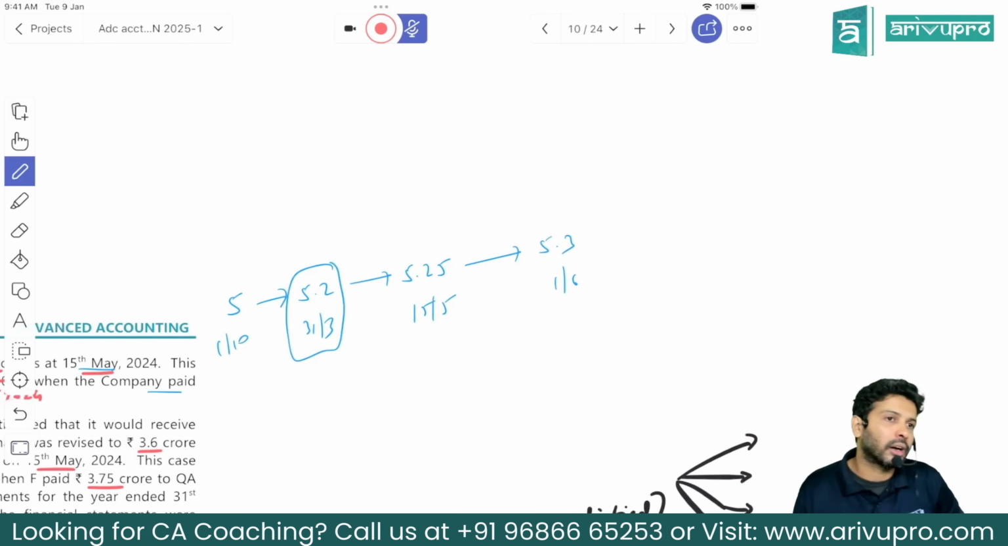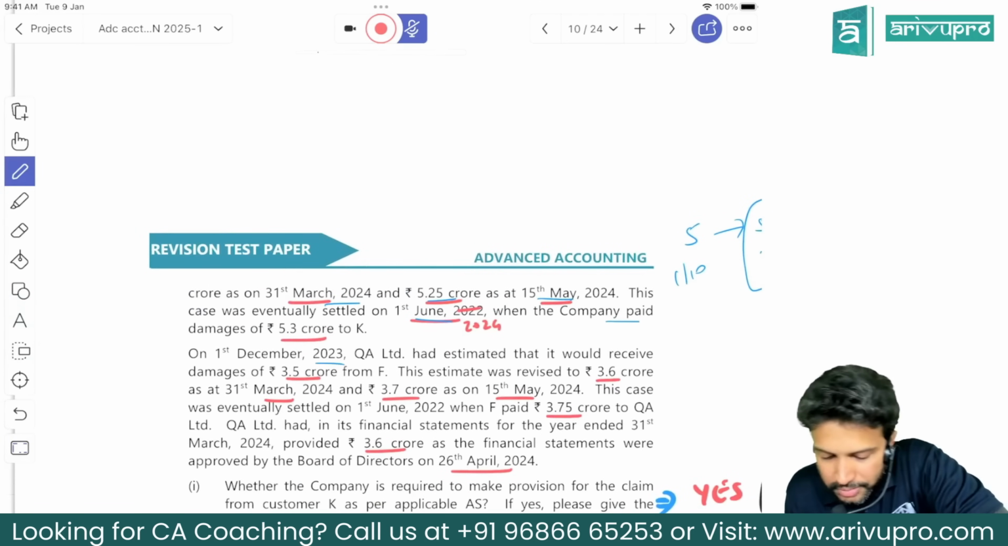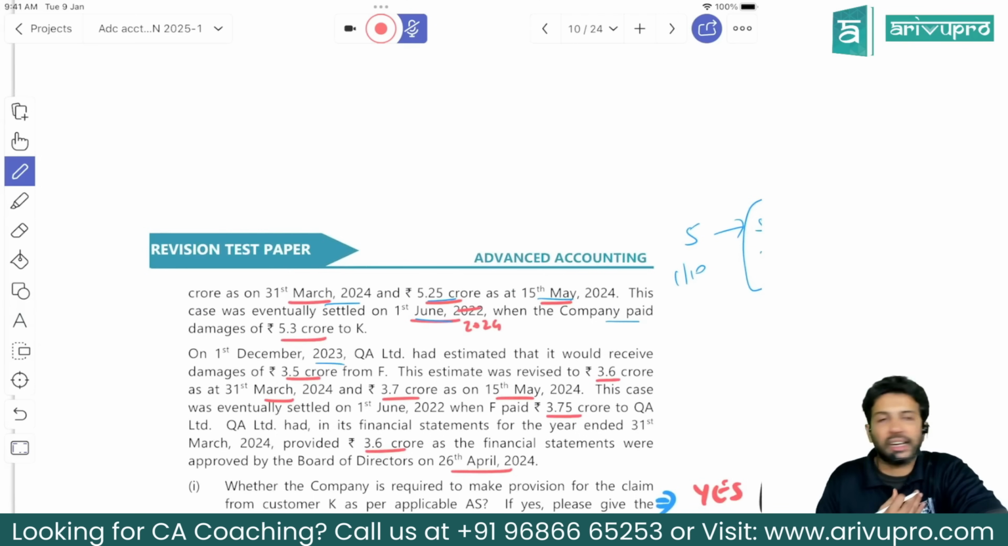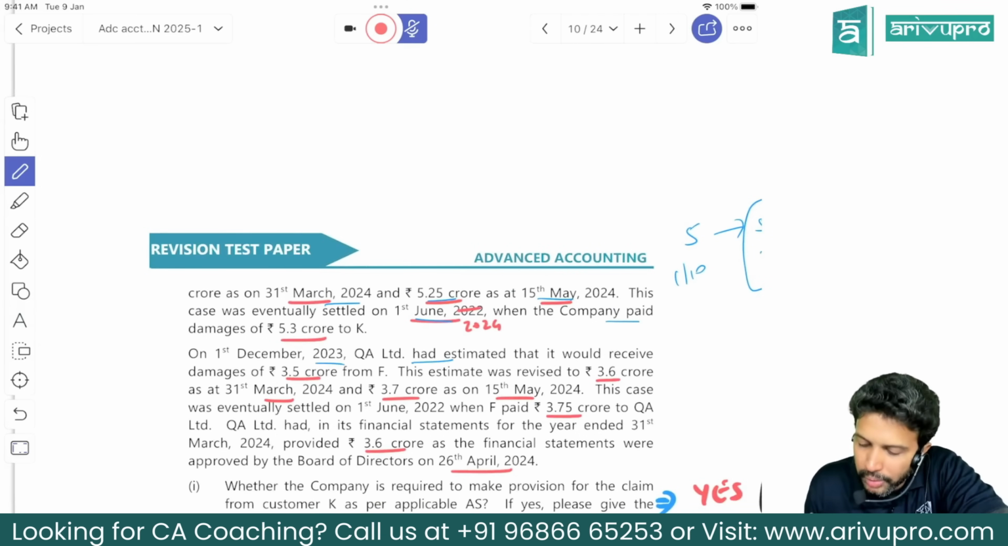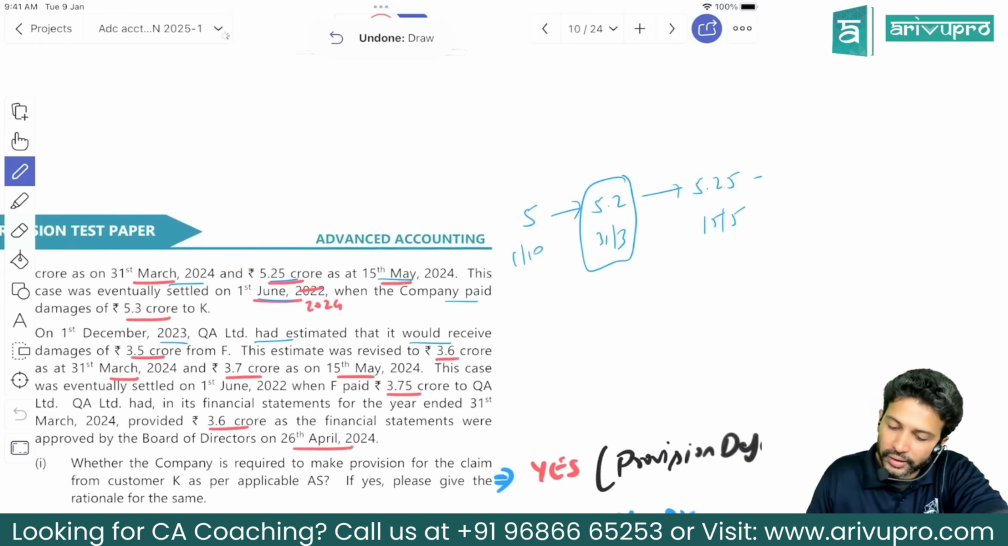5.2. Correct? Any problem? No. Okay, let's go further. In December 2023, we filed a case against our raw material supplier. Q Limited had estimated that it would receive damages of how much? 3.5 crores from our supplier F.